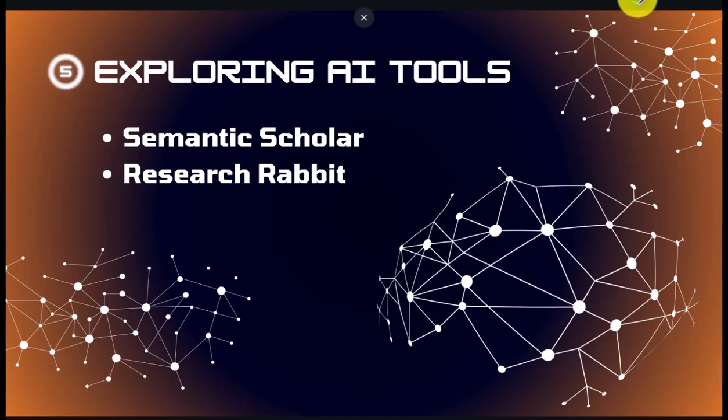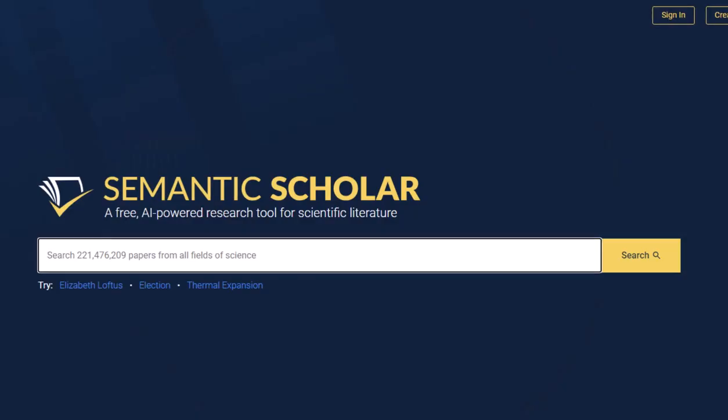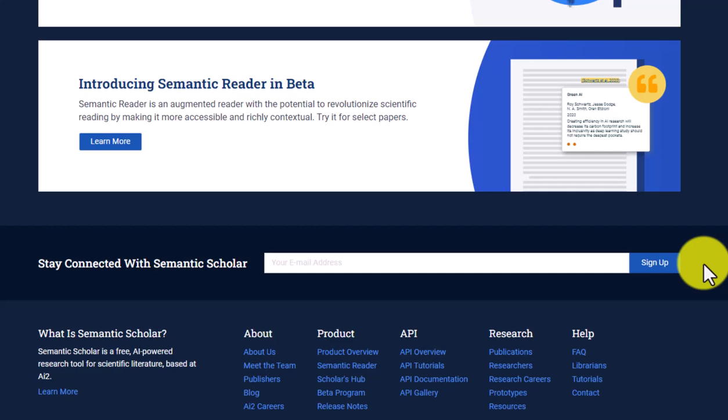Okay, so let's get into exploring these tools. We're going to look at Semantic Scholar first, and then we'll go over to Research Rabbit. So Semantic Scholar is an AI-driven search engine that helps users find academic papers, and it was created by the Allen Institute for AI. It's designed to highlight the most important elements of a paper, which is different from how Google Scholar and other search engines are designed.